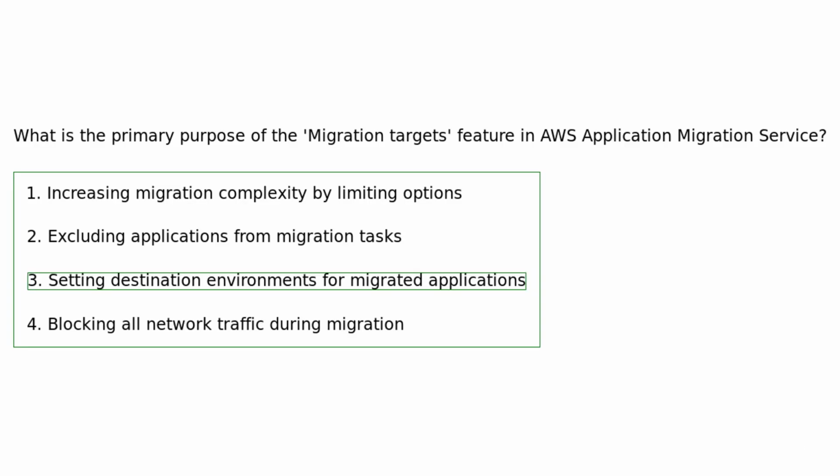The primary purpose of the Migration Targets feature in AWS Application Migration Service is setting destination environments for migrated applications, ensuring that applications are directed to the correct target environment post-migration.